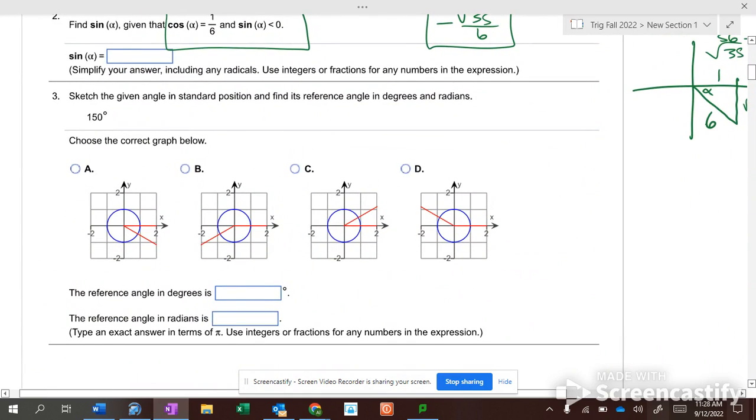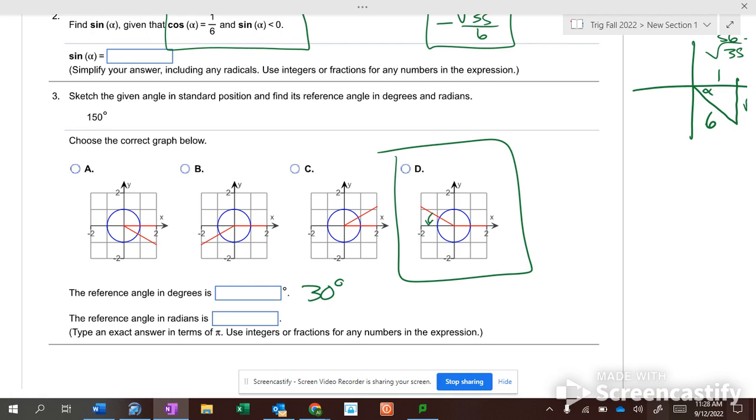Then we're going to be talking about reference angles, which is how far an angle is from the nearest horizontal line. Okay? So 150 degrees. Which picture is 150 degrees? A, B, C, or D? D is 150 degrees. How far is it from its nearest horizontal line? 30 degrees, because the horizontal line's at 180 degrees. So you're either at 0 or 180 or 360. Okay? So you're 30 degrees away.